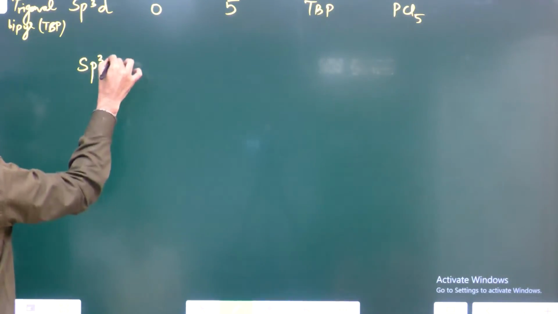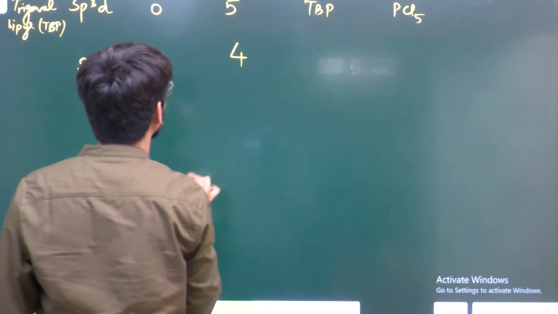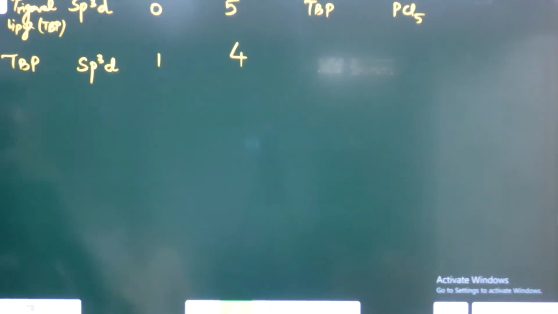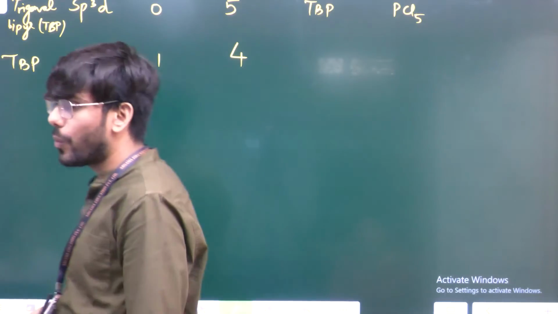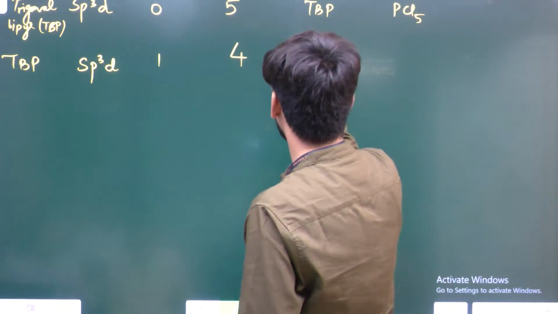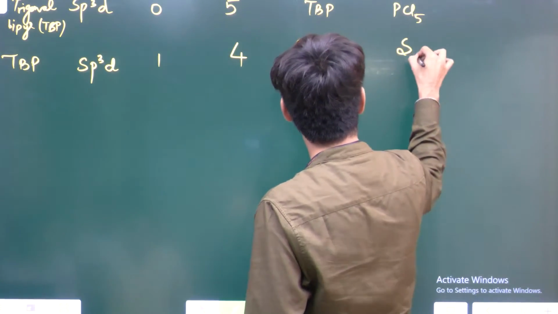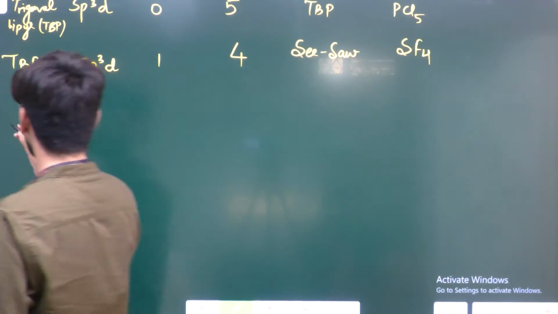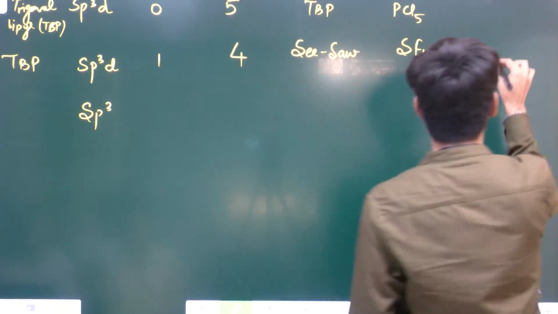sp3d, 1 lone pair this time, 4 bond pair. This is still TBP. What is the shape? Seesaw. Good. It is seesaw, and the example is SF4. Then, what is the seesaw shape? Write the seesaw shape.